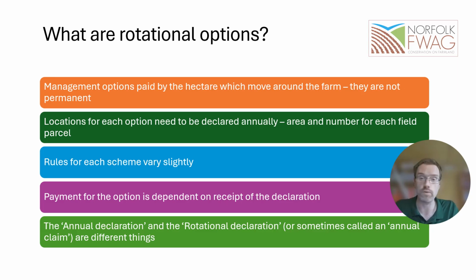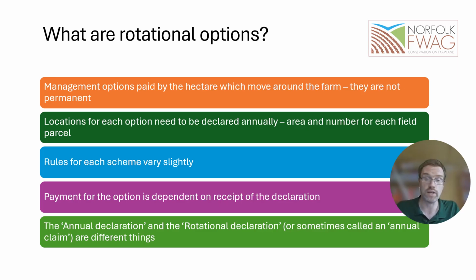Obviously, the payment that you get for rotational options is determined by what you declare. So if you declare a certain amount of wild bird mixture, for instance, then you will be paid that amount that you declare, and it's important, therefore, to get that right. The other thing I've put here on the screen for you to look at is to understand that the annual declaration and the rotational declaration, or sometimes people call them an annual claim, are different things.